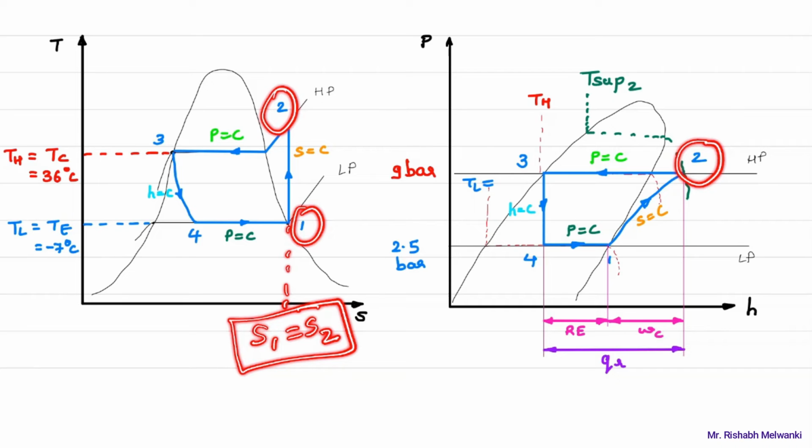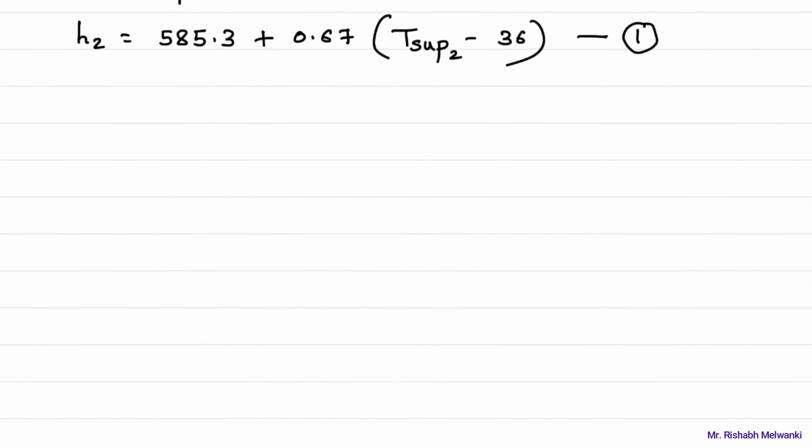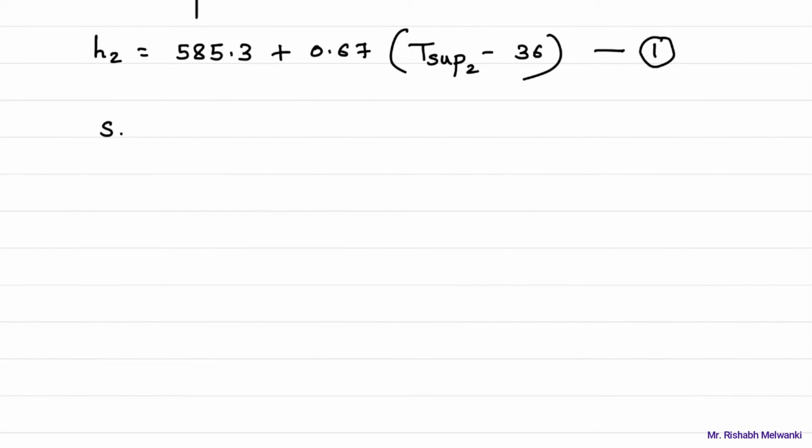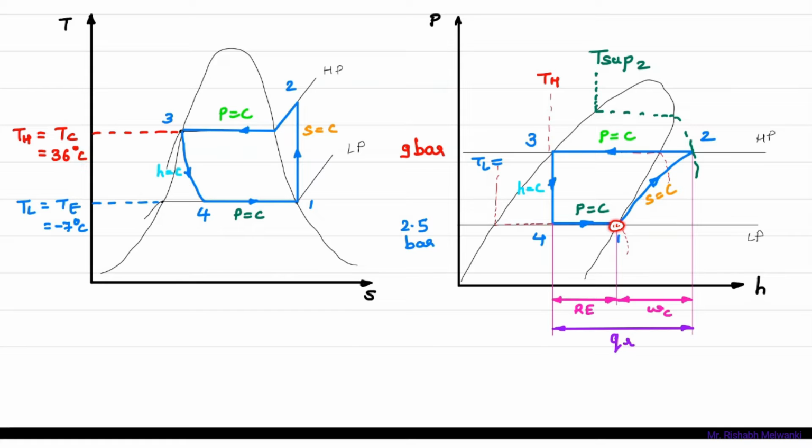This is the approach. See, in all the numericals of the table, you have to follow the same approach. So what I'll do now, S1 is equal to S2. I'll write that. Now for point number 1, how to find S1? Point number 1 is on which curve? Saturated vapor. So this S will be SG, at minus 7 temperature or 2.5 bar.